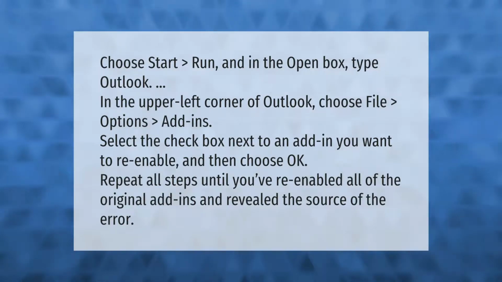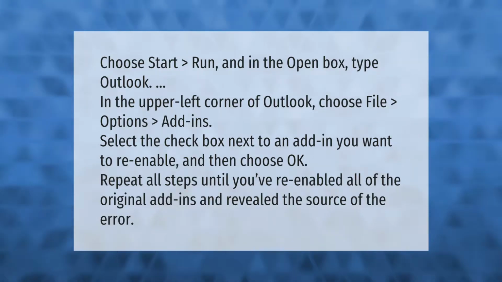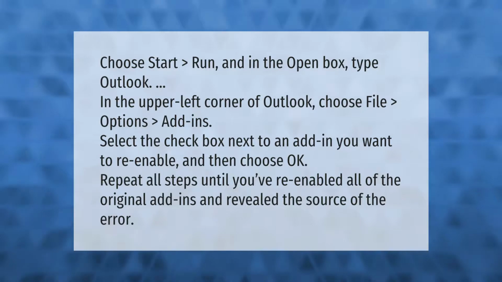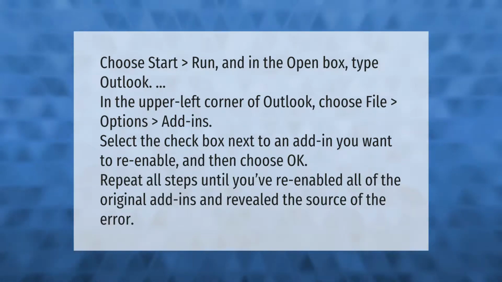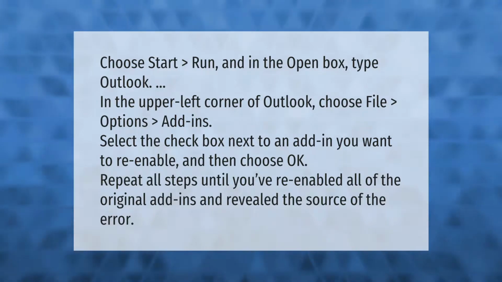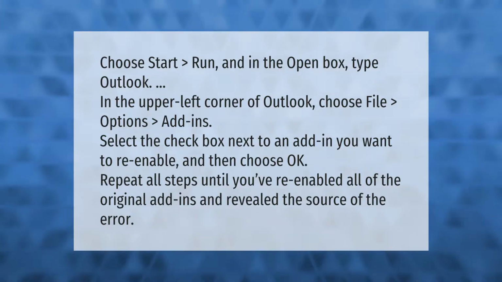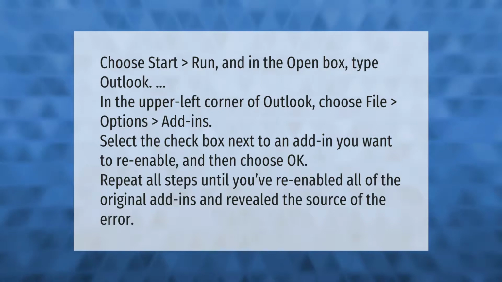Choose Start, Run, and in the open box, type Outlook. In the upper left corner of Outlook, choose File, Options, Add-ins. Select the checkbox next to an add-in you want to re-enable, and then choose OK. Repeat all steps until you've re-enabled all of the original add-ins and revealed the source of the error.